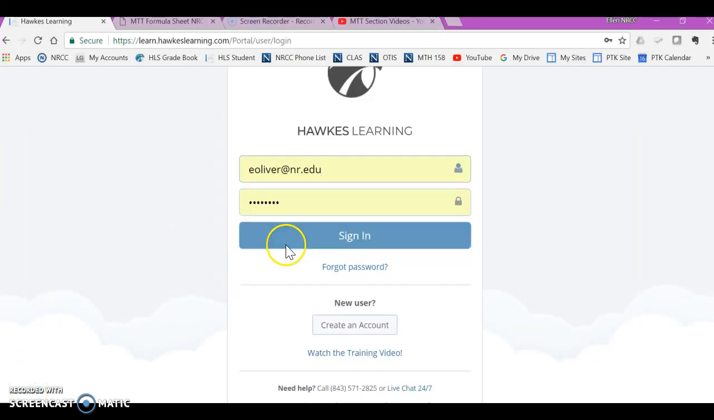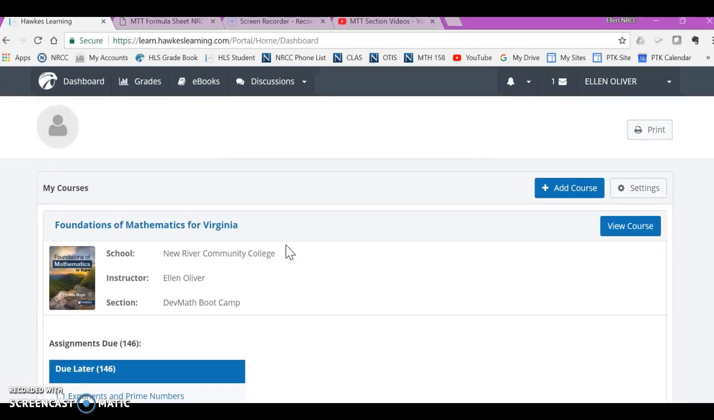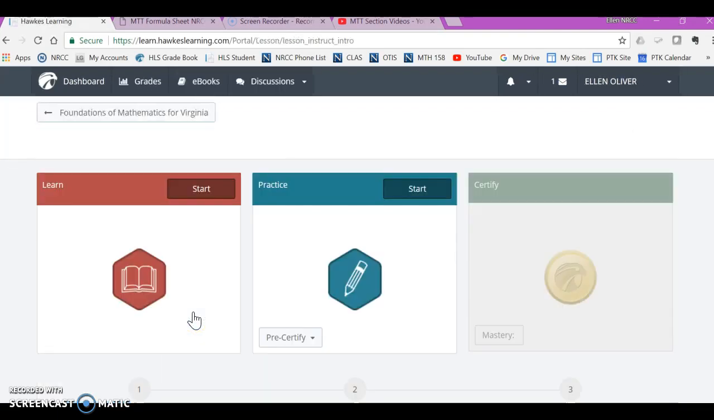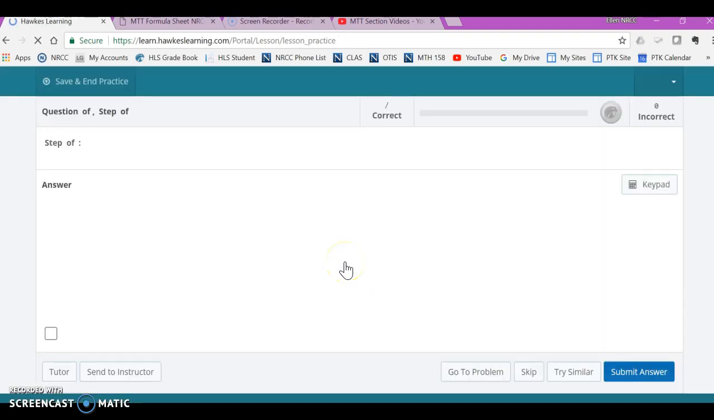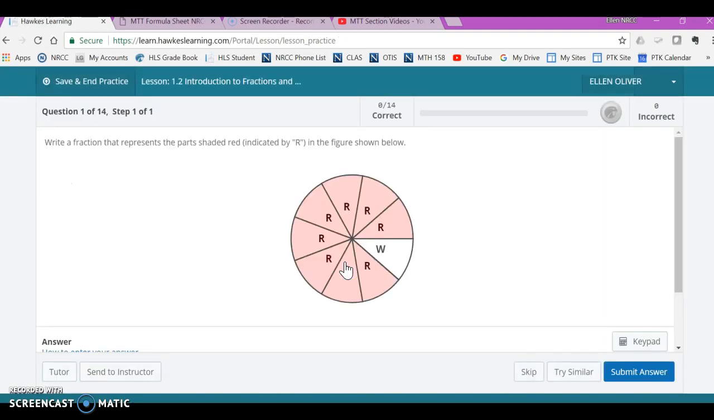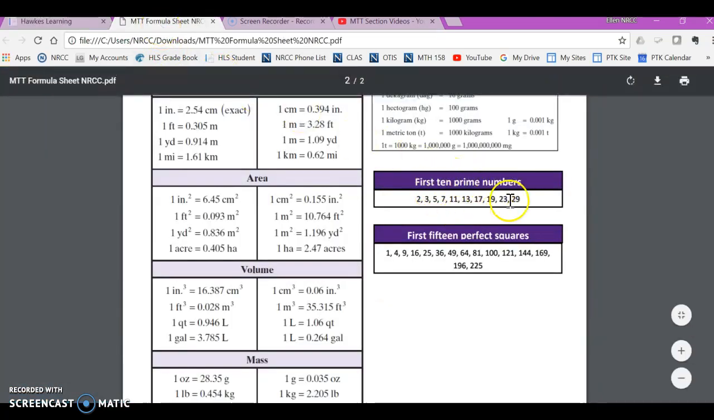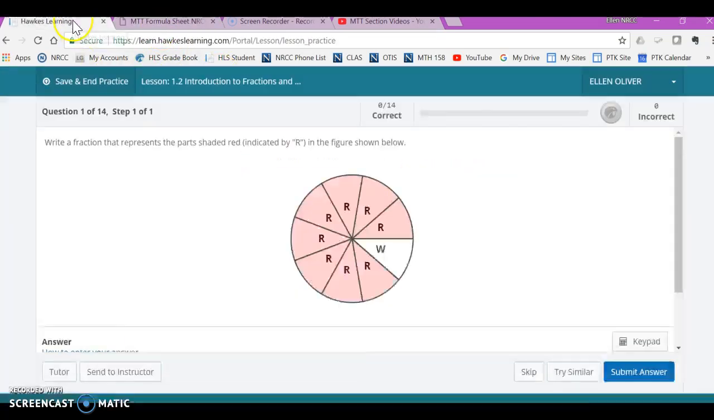All right, here is some help with section 1.2, Introduction to Fractions and Mixed Numbers. Again, I've got this formula sheet with the first 10 prime numbers open on another tab while I'm doing my work. And I have a 20 by 20 multiplication table. So those are my two tools that I use all the way through Unit 1.